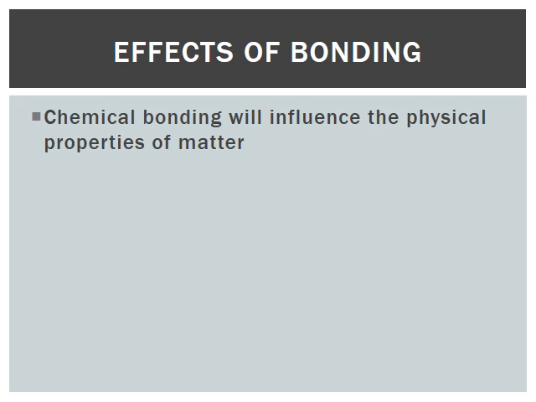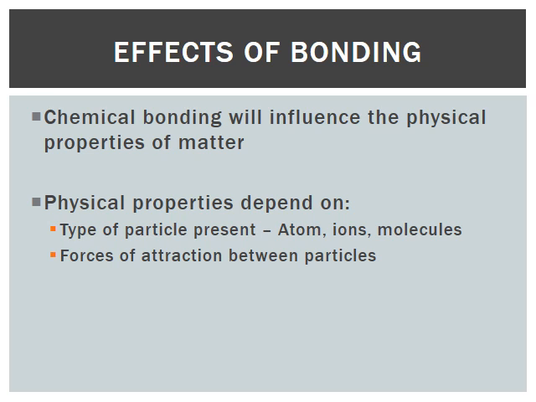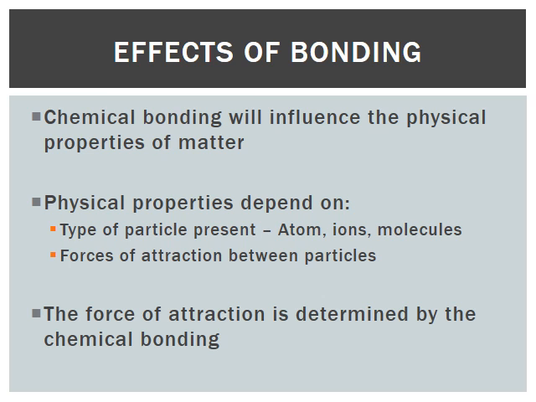So finally, the effect of bonding. Chemical bonding will influence the physical properties of matter, and the physical properties will depend on the type of particle, the atoms, ions or molecules present, and the forces of attraction between the particles. And it's the force of attraction that is determined by the chemical bonding, which we're going to go into in the next lesson.